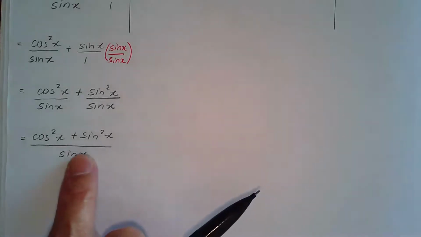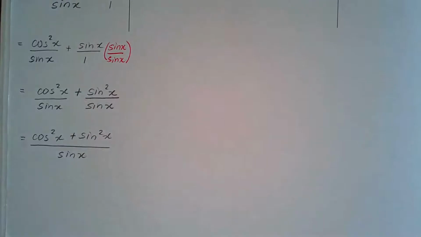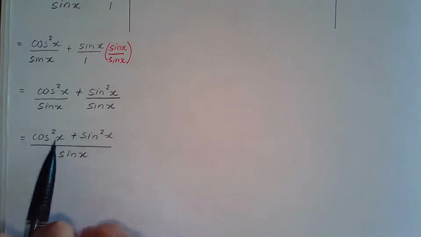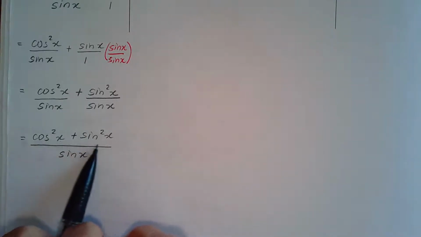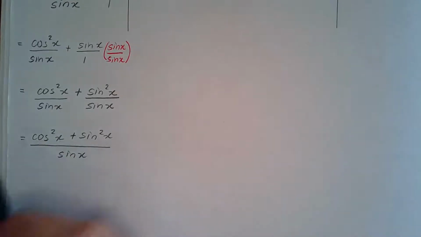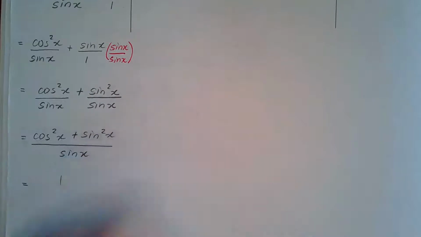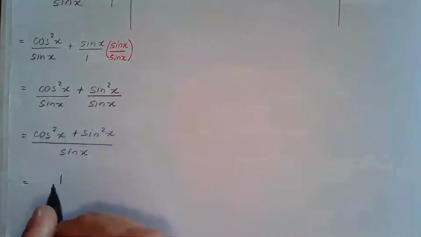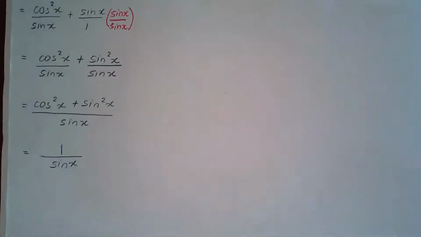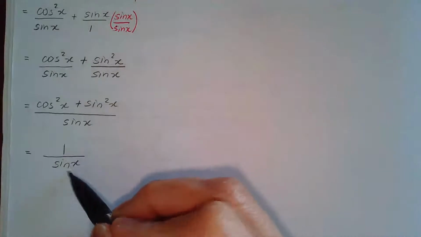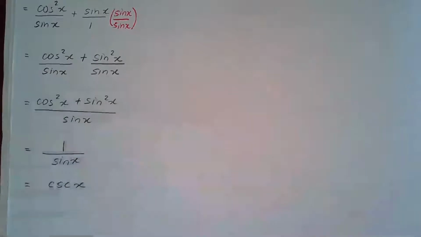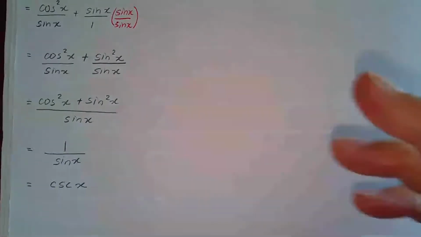How can we make this look like cosecant? You probably realize, okay, cos squared of x plus sine squared of x. This is a Pythagorean trig identity, right? Cos squared of x plus sine squared of x is equal to 1, divided by sine of x. Okay, and then 1 over sine of x is the same thing as cosecant of x. Okay, so there we go.